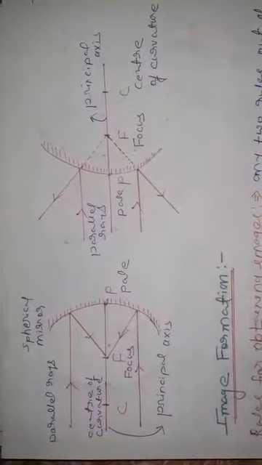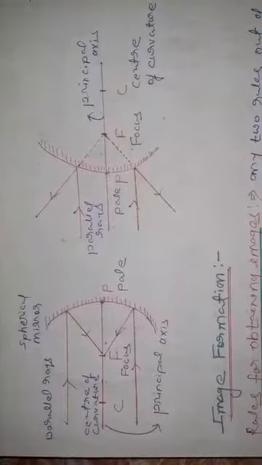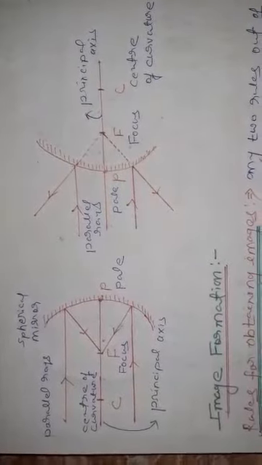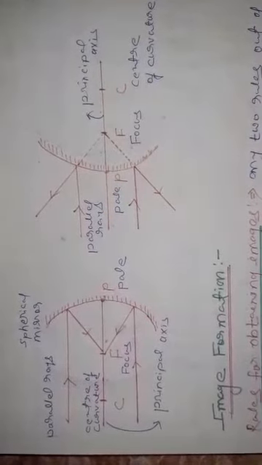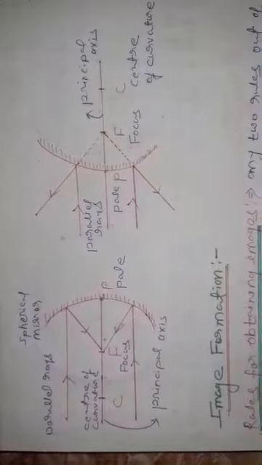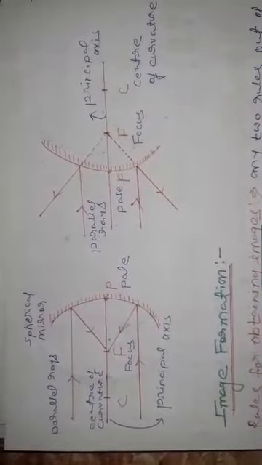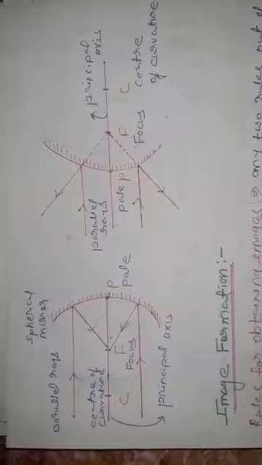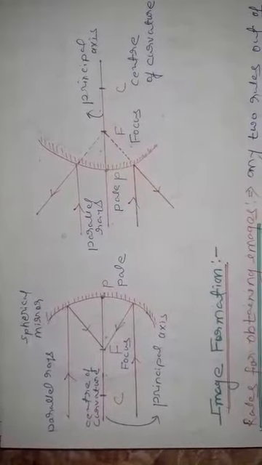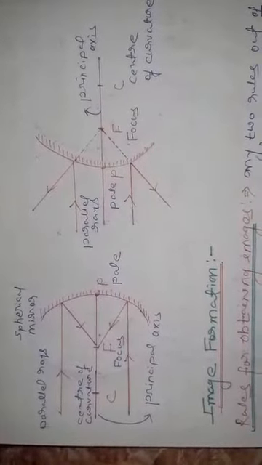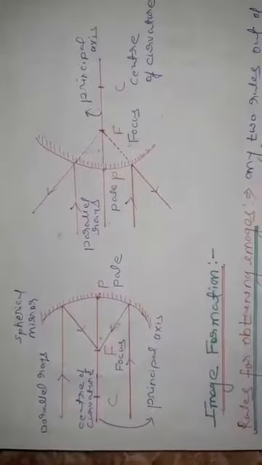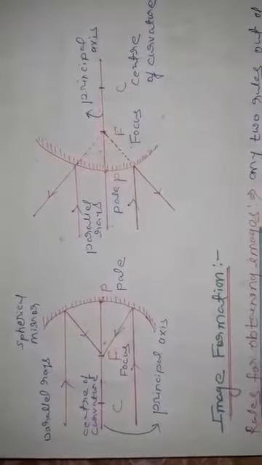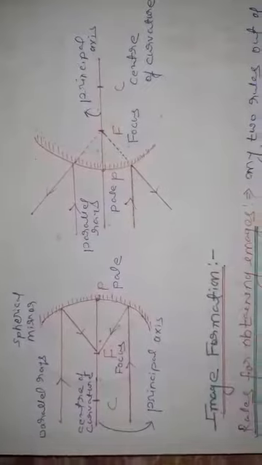Second one is the radius of curvature. The radius of the sphere of which the mirror is a part. Whichever sphere you cut that mirror from will have its own radius of curvature. That is the radius of curvature of this particular spherical mirror. So the radius of the sphere of which the mirror is a part is called the radius of curvature and it is denoted by capital R.